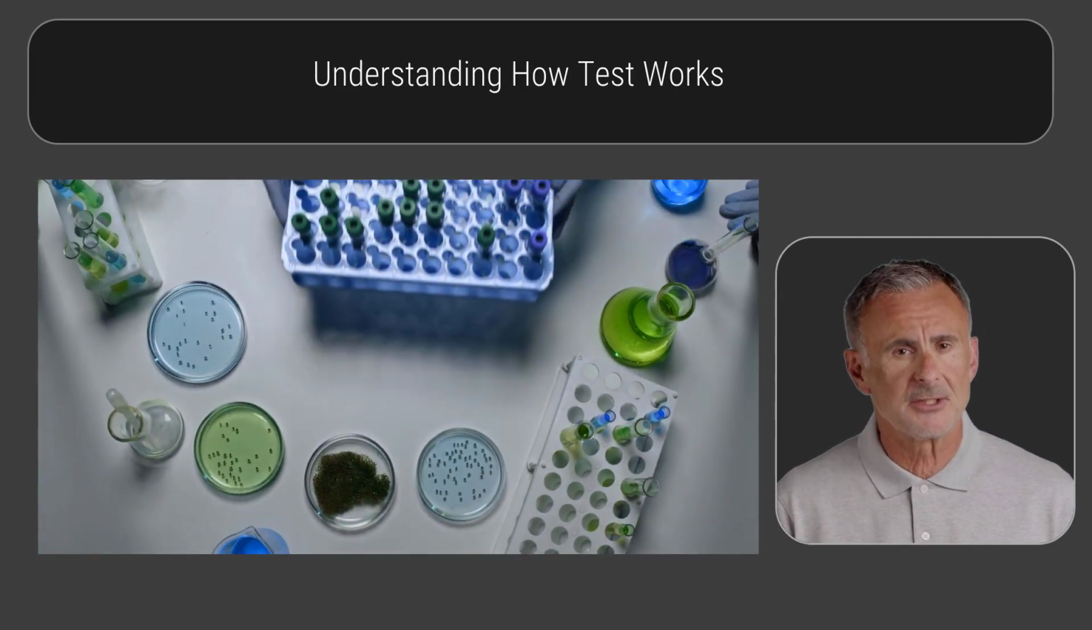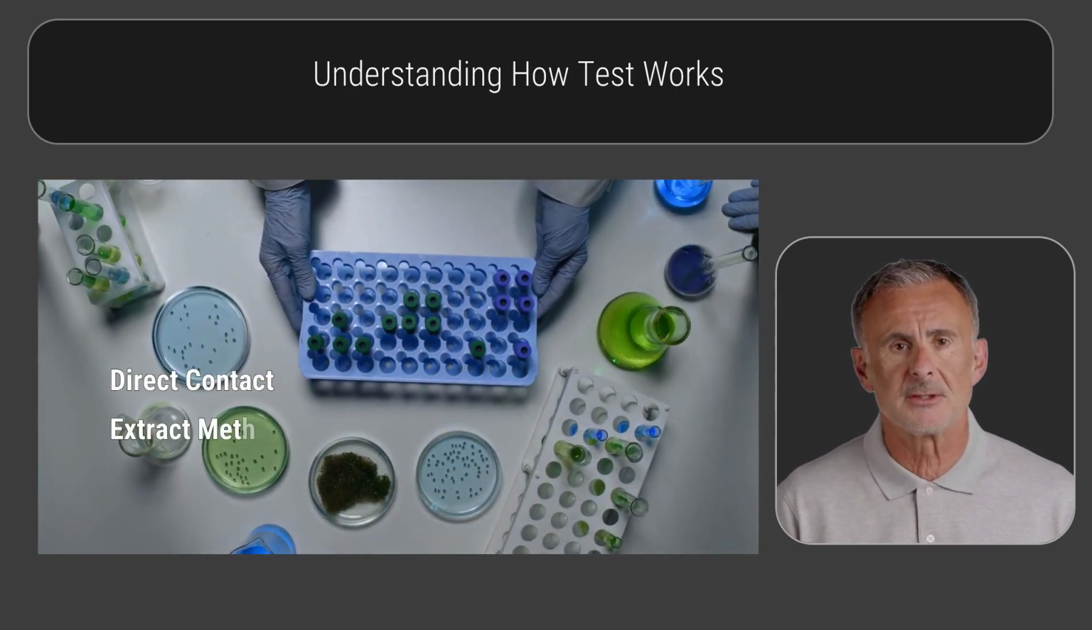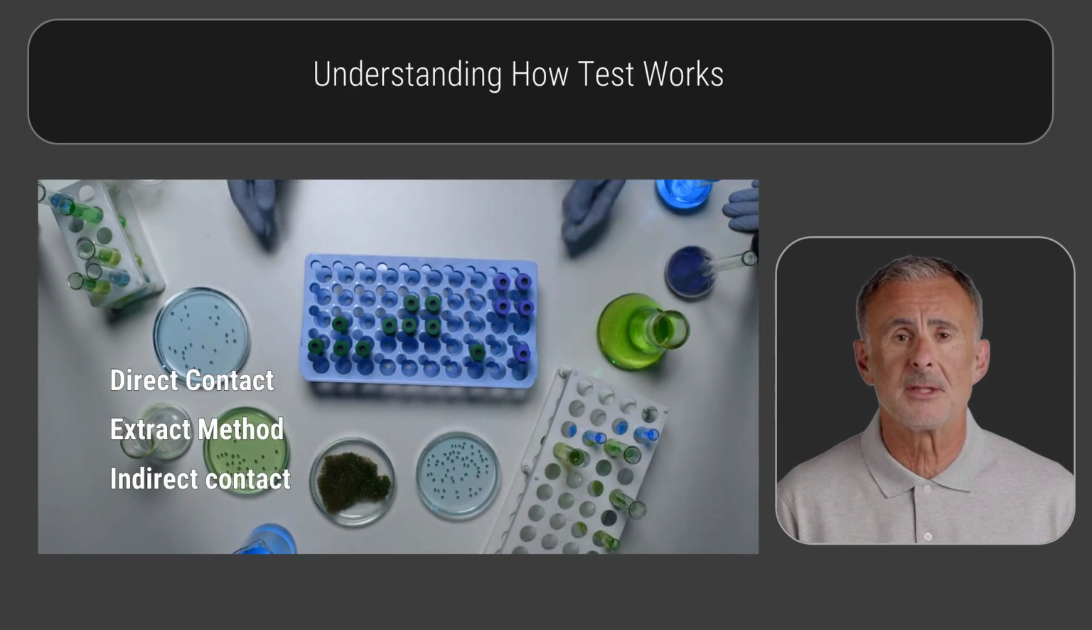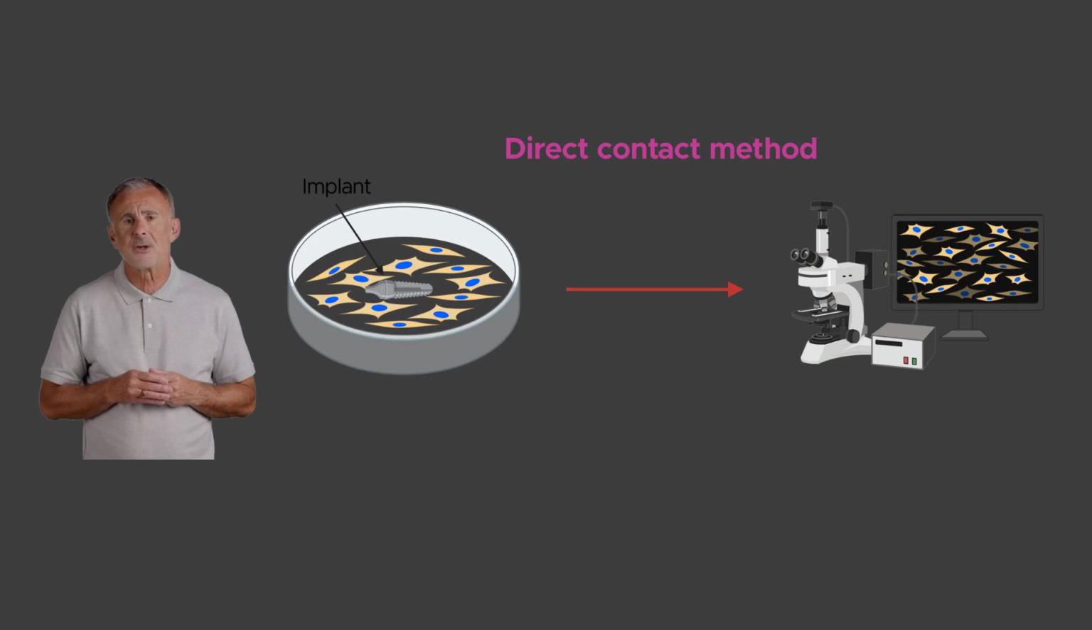Cytotoxicity tests are usually conducted using three standard methods. The first one is direct contact. The second method is extract method. And the third method is indirect contact. Now, let's look at direct contact method. In this method, the test material is placed directly onto cultured cells to detect acute toxicity from contact.